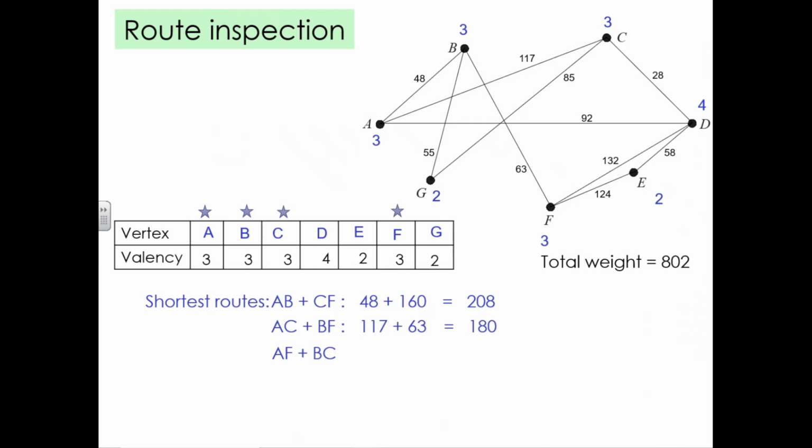You've got to go 92 to D and then further on. So it's not going to be that one. So it's going to be 111 from A to B to F.